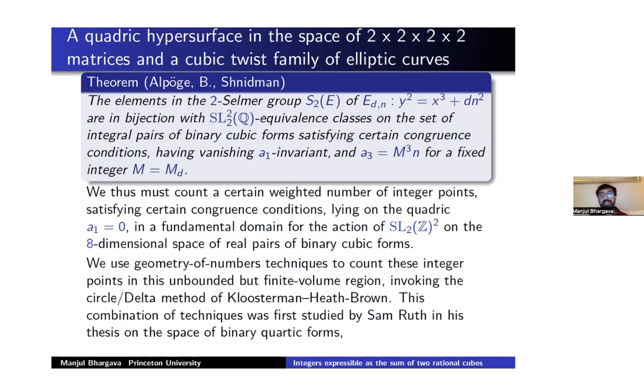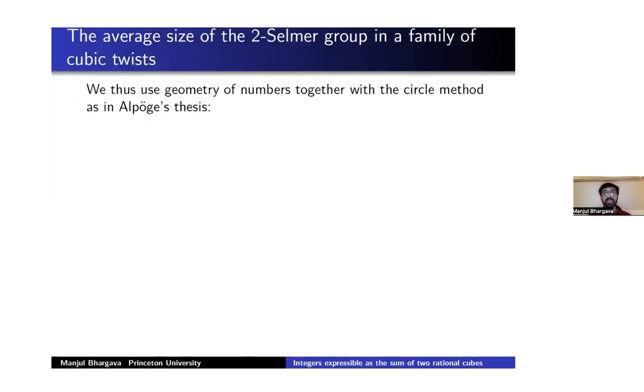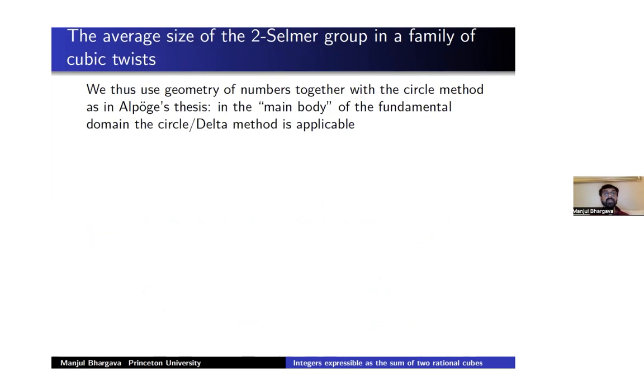And this combination of techniques, combining geometry of numbers with the circle method, was first studied by Sam Ruth in his PhD thesis in the case of binary quartic forms, and then written in a very generally applicable form for very general quadrics by Levent Alpoge in his thesis. And so those are the kinds of methods we use on this rather more complicated region now, but we can still apply it. So we use geometry of numbers together with the circle method as in Levent's thesis.